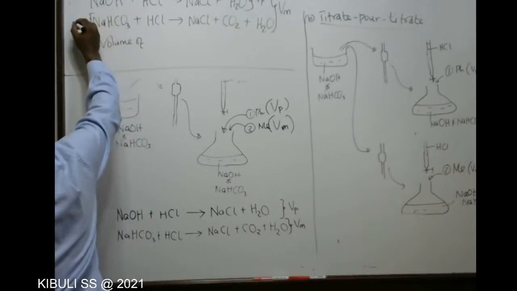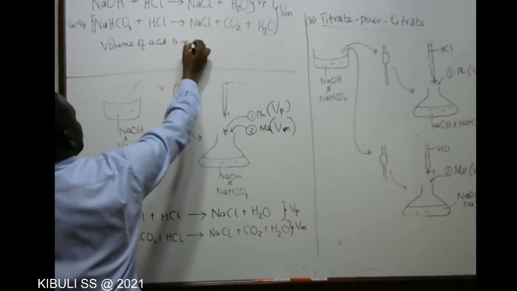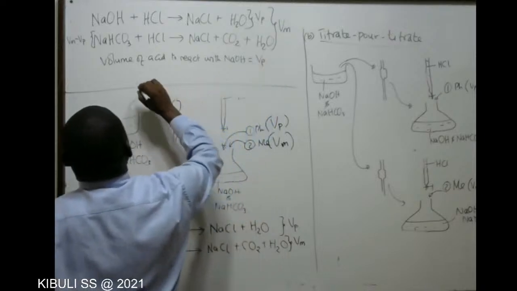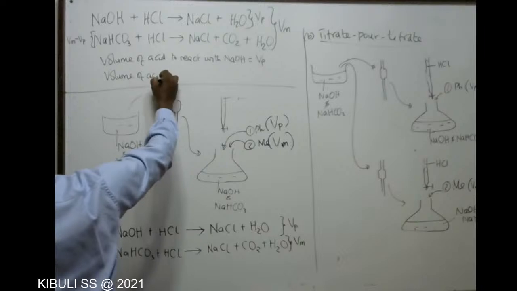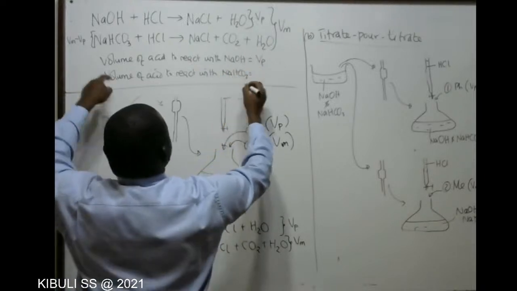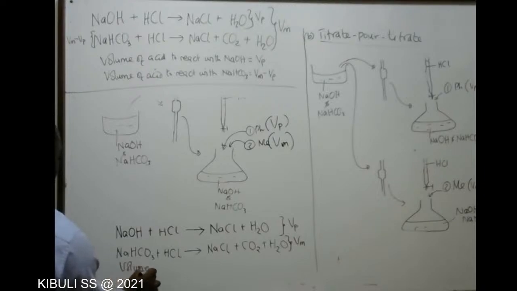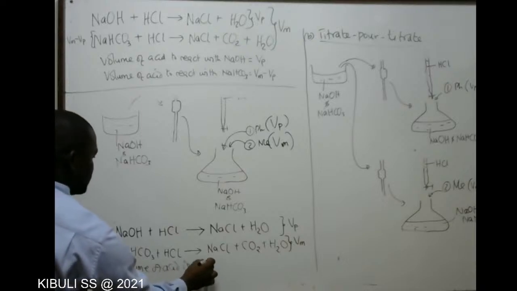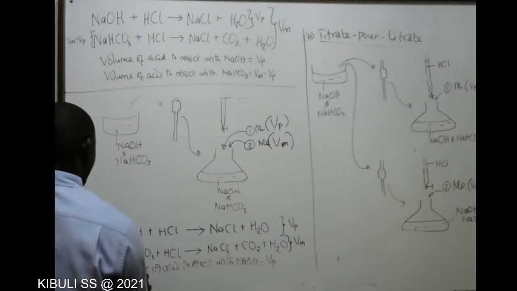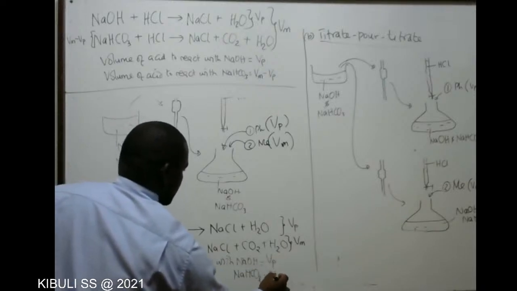So the volume of acid to react with the sodium hydroxide is Vp, while the volume of acid to react with the sodium hydrogen carbonate alone is Vm minus Vp. Whereas here, the volume of acid to react with the sodium hydroxide is very clear, Vp. The volume of acid to react with the sodium hydrogen carbonate is also very clear as Vm.